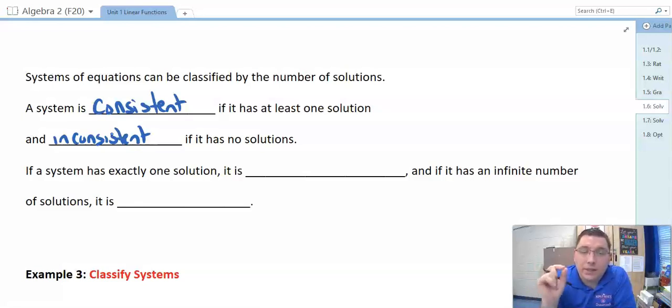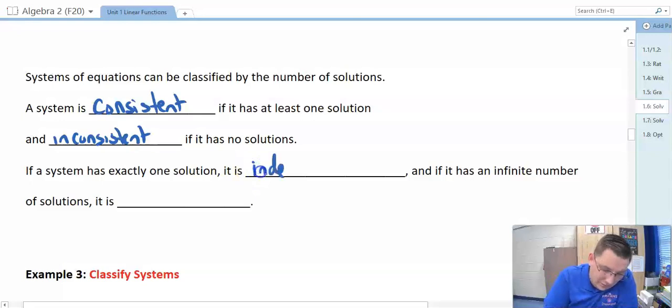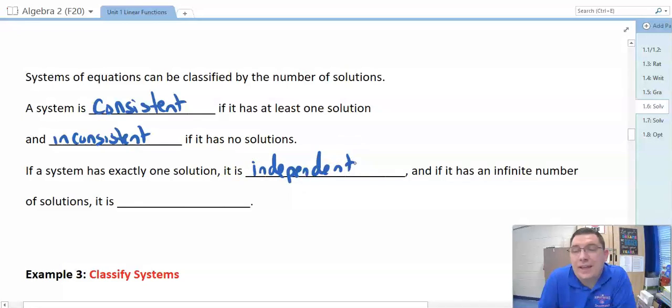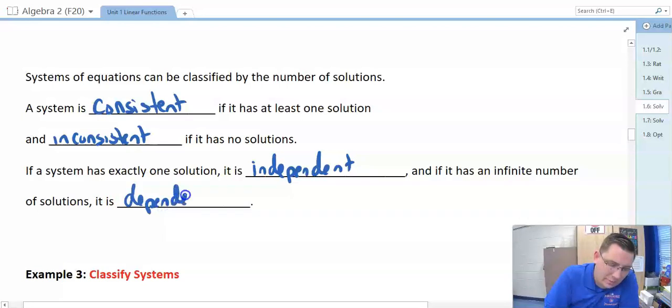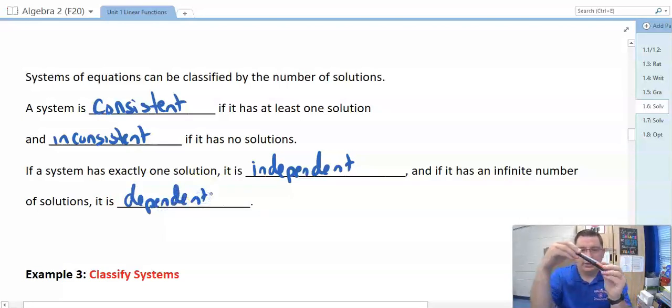This term is that if a system has exactly one solution, it is called independent. So it would be a consistent and independent system. And if it has an infinite number of solutions, it is still consistent because it has at least one solution. But the second term we're going to use is dependent. And it's dependent because the two lines have to move in unison, right? Because if I start moving this line, I now end up with no solutions.